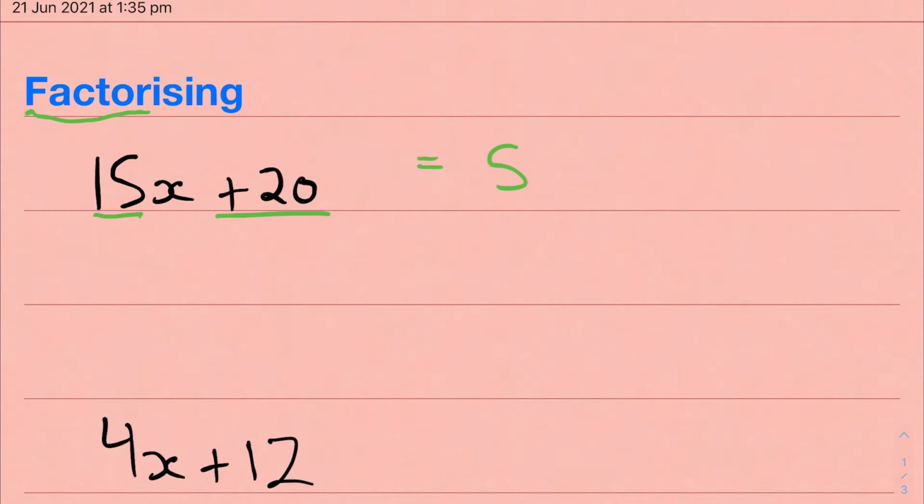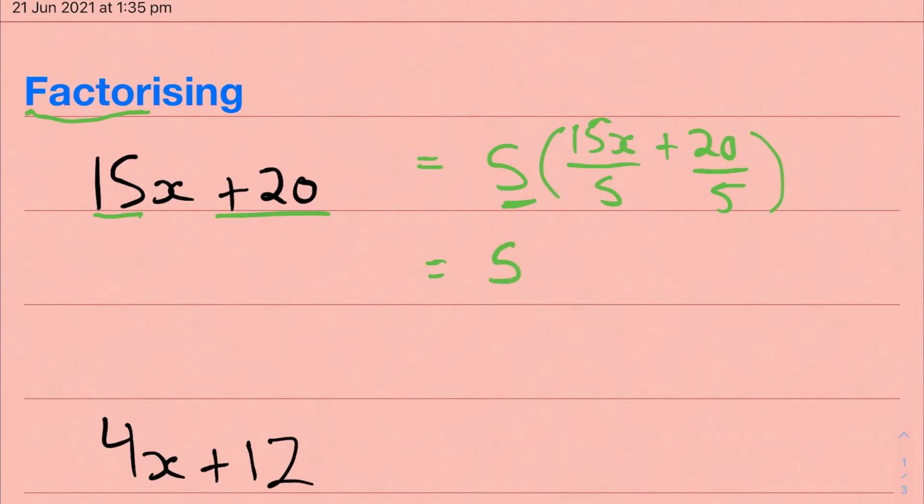Then what we do is we create some brackets, and inside those brackets we write everything just the way it was, 15x plus 20, except we now divide both of those by the number that we stuck out the front of the brackets. So we're going to divide both of these by 5. So that's our first line of working. Then the second line of working, we're going to clean it all up and write our final answer. So on our second line, the 5 will stay at the front because we haven't done anything with that, and the brackets will stay there as well.